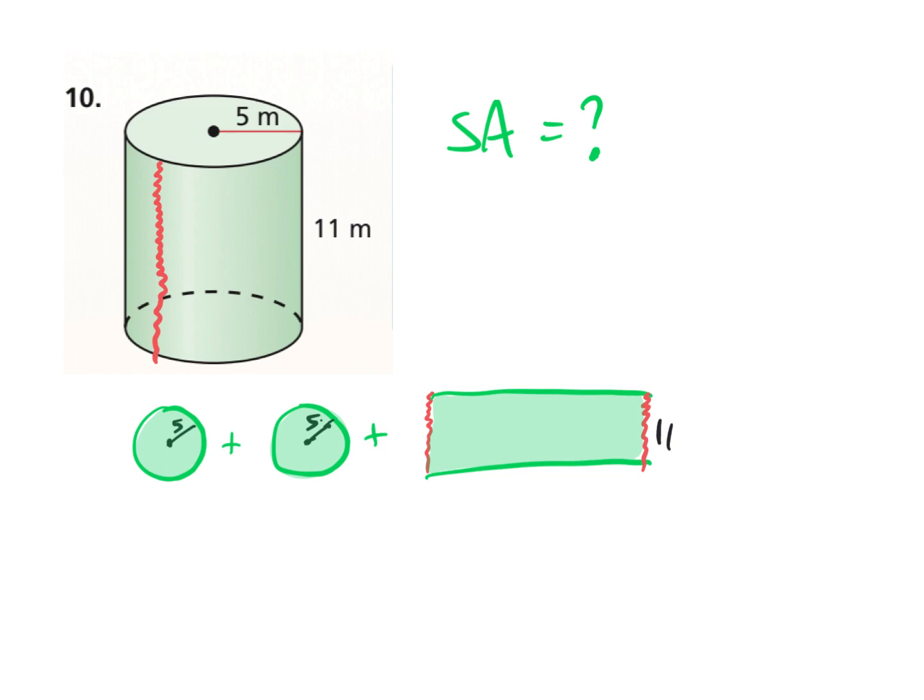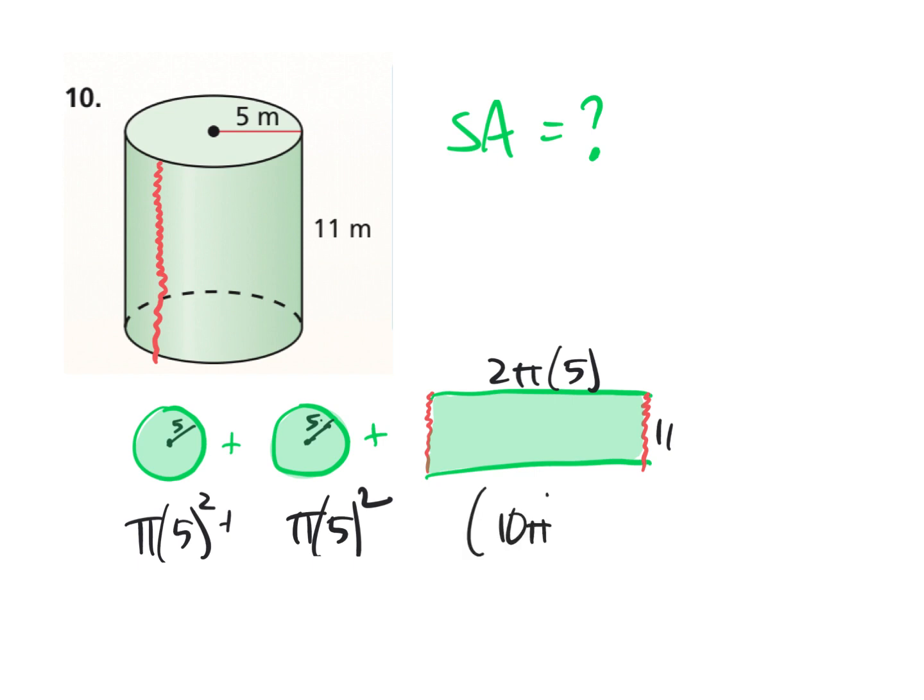So this dimension is 2 pi times r. So we've got a circle whose radius is 5. We've got another circle whose radius is 5, and this is the formula for the area of a circle, pi r squared. And then we have a rectangle whose height is 11 and whose width or length is 10 pi. 2 pi times 5 is 10 pi. So we'll multiply 10 pi times 11.